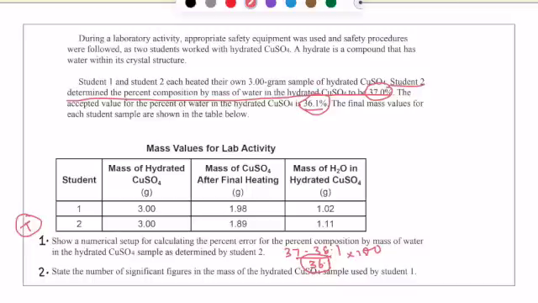Then for number 2, we have to state the number of significant figures in the mass of hydrated copper sulfate sample that was used by student 1. So student 1 said that the mass of hydrated copper sulfate is 3.00 grams. So remember, these two zeros, although they are at the end, they are after the decimal, so whenever there's a decimal in the number, the zeros that are after the non-zero digits, we do count them. So the total number of sig figs in this case is 3.